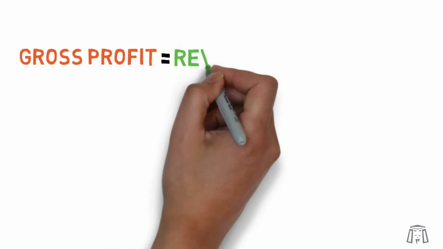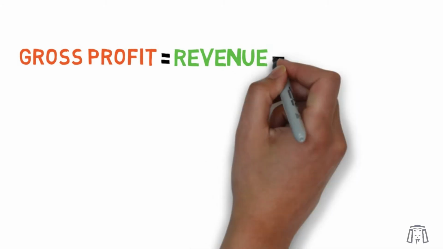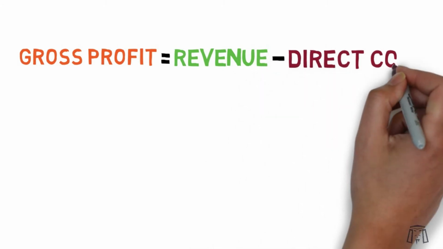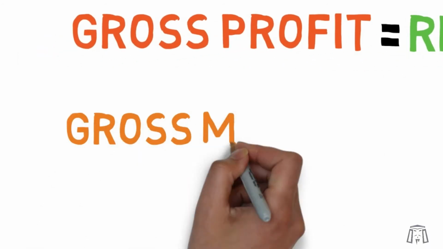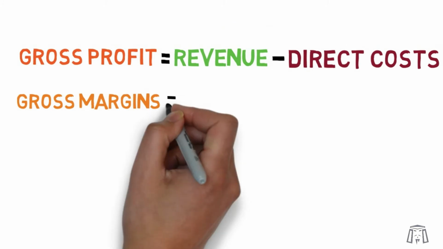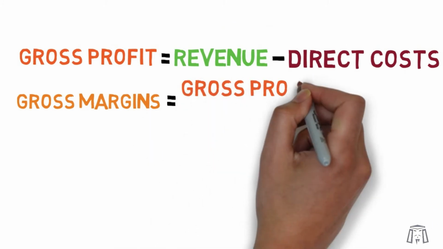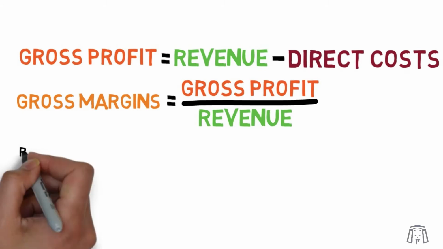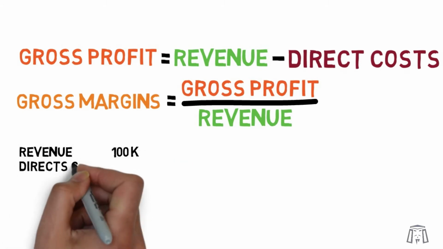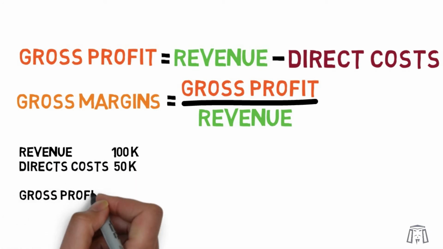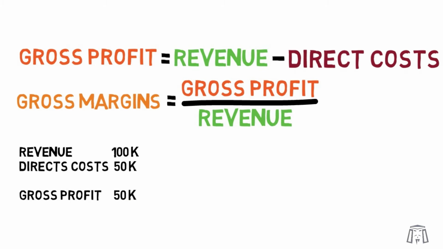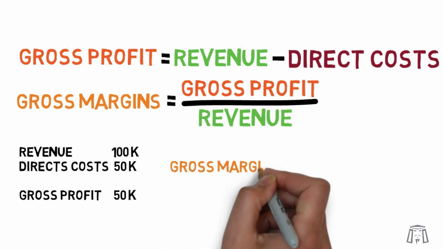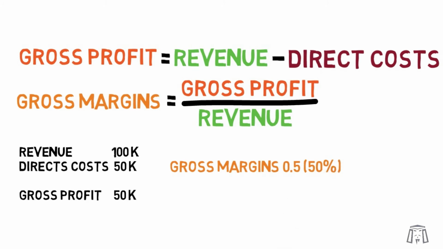After this we have the gross profit, which equals revenue minus direct costs. Also, gross margin is gross profit divided by revenue. Let's make another example here. Let's say your revenue is 100k, direct costs are 50k, so gross profit is 50k. This means that the gross margin is 0.5 or 50%.